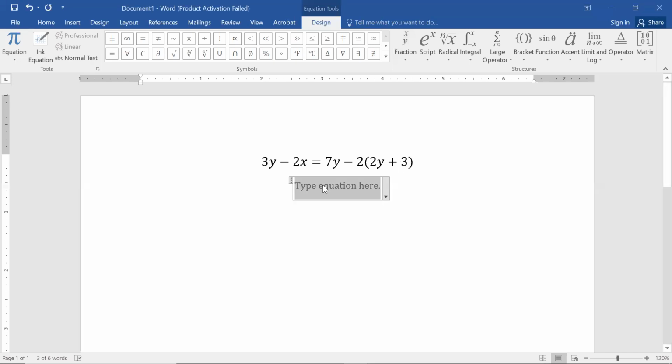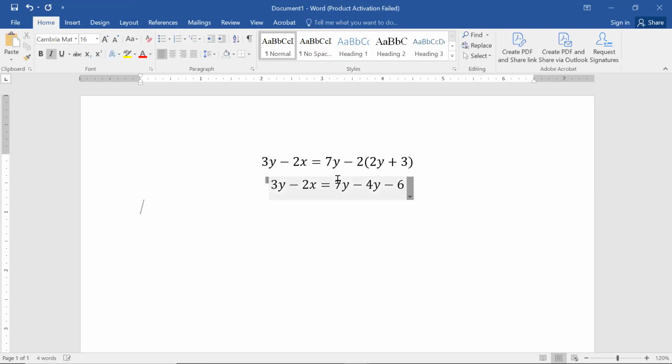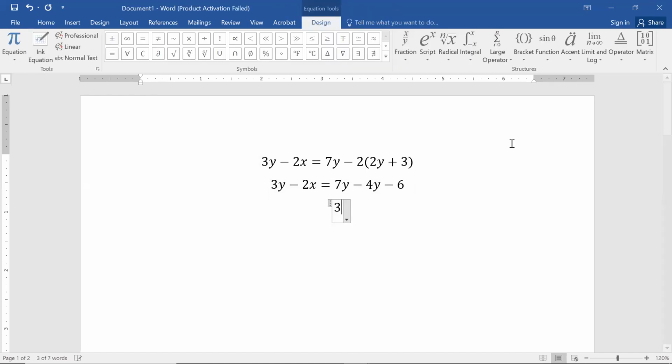When we try to turn this into slope-intercept form, on the left side, it has already been simplified. On the right side, we'd use the distributive property. When I take -2 times 2y, I get -4y. -2 times 3 gives me a -6. Combining like terms on both sides gives me 3y minus 2x equals 3y minus 6.